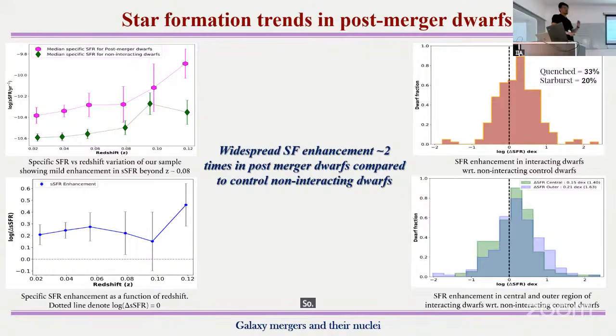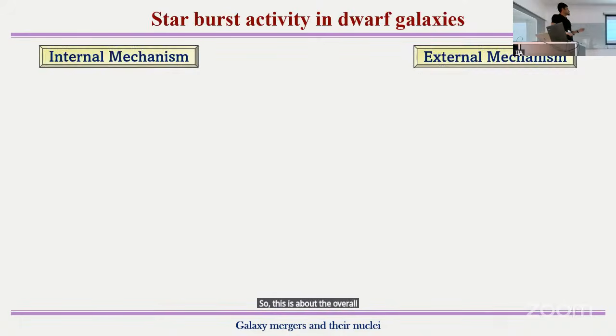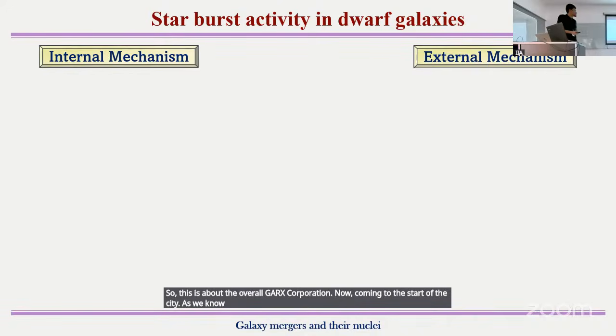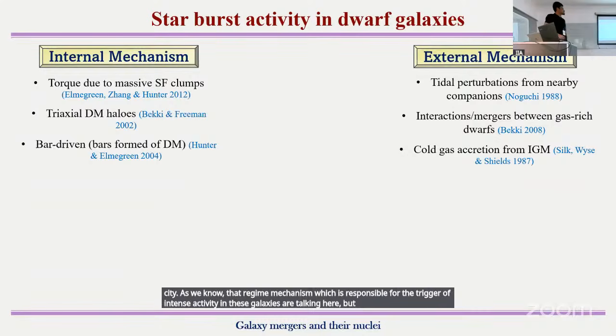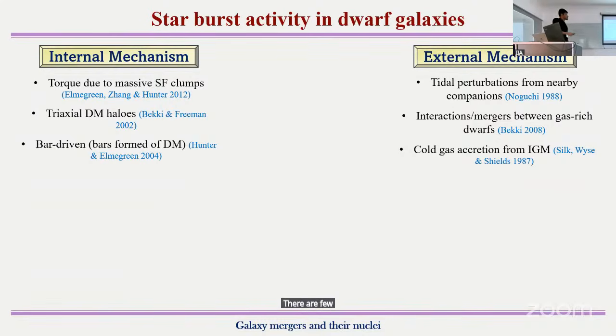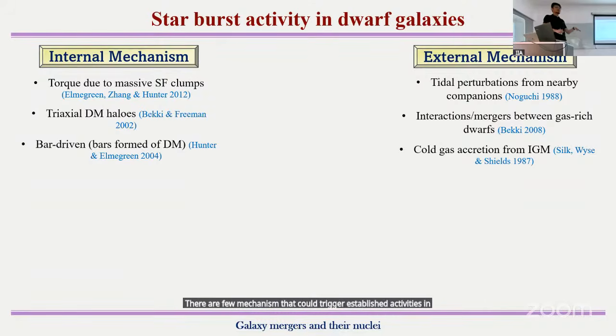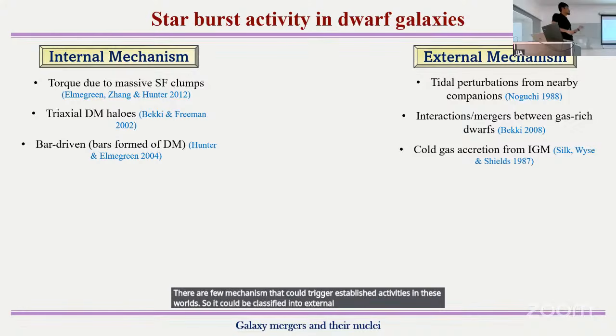So this is about the overall galaxy population. Now coming to the starburst review. As we know, the triggering mechanism responsible for intense starburst activity in these galaxies is not clear. But there are some studies which suggest a few mechanisms that could trigger starburst activity in these galaxies. They could be classified into external as well as internal mechanisms.